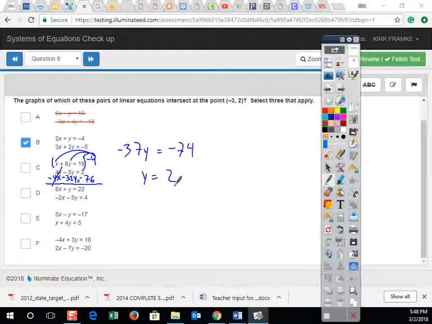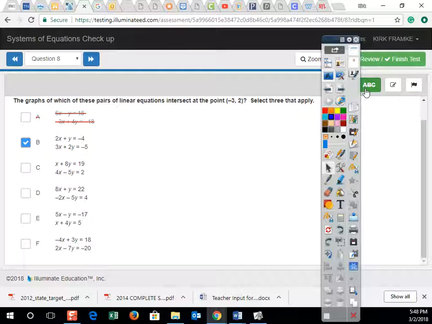So I'm going to plug in 2 for y into the top equation, because it'll be shorter. So I get x plus 8 times 2 is equal to 19. So I get 16 is equal to 19, minus 16 minus 16, and I get x is equal to +3. Wah, wah, wah. All right, so I'm going to strike this one so I don't do it again.